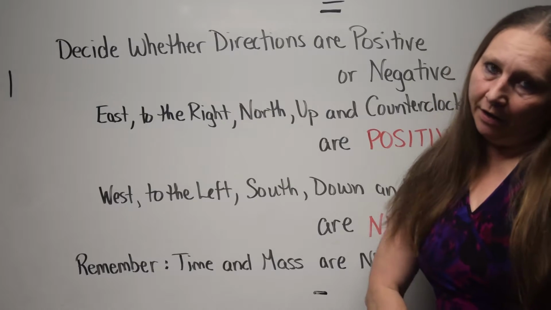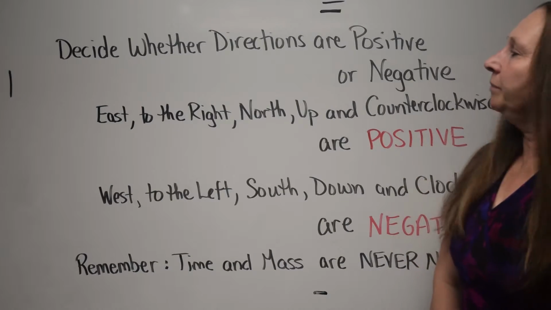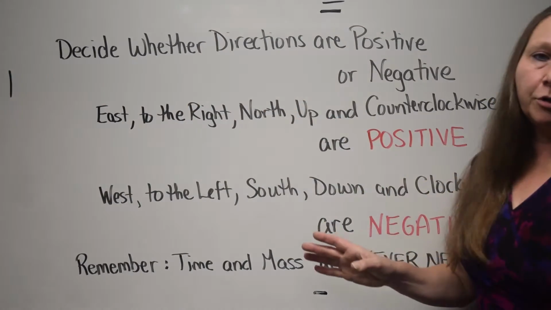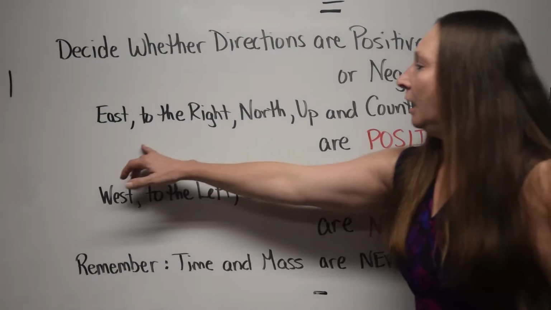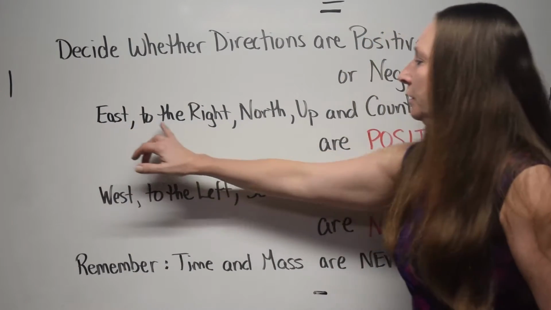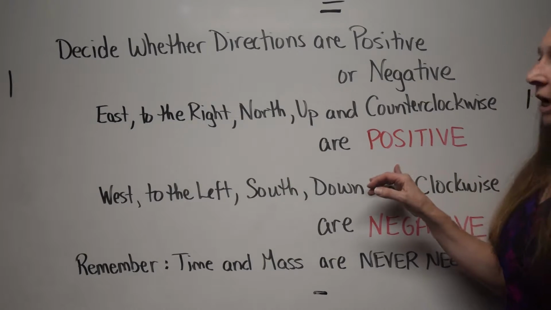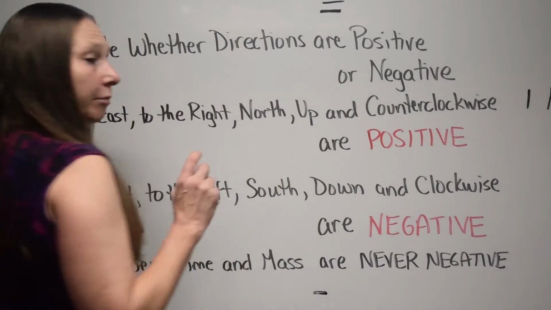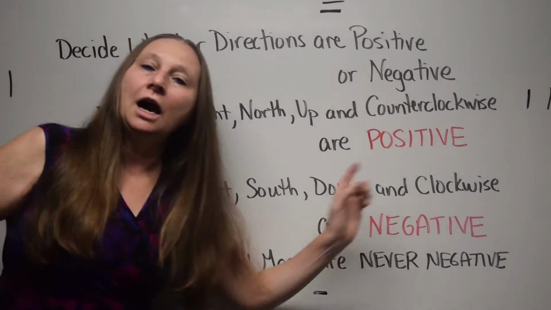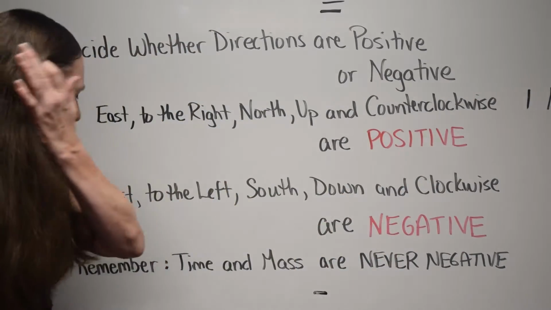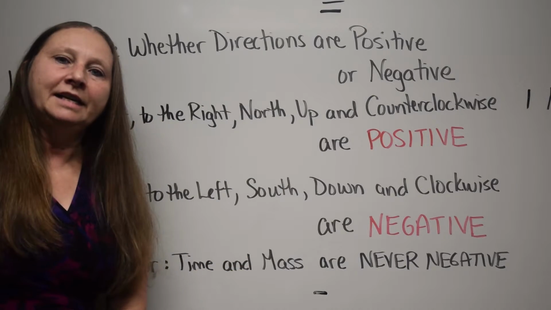Another thing you have to keep in mind when you're writing down numbers to complete a physics problem is you need to decide whether those numbers are going to be positive or negative. Now, the usual convention, any number that is to the east, to the right, north, up, or counterclockwise will be assigned a positive. Any number that is to the west, to the left, south, down, or clockwise will be negative. Now, remember, time and mass are never negative.